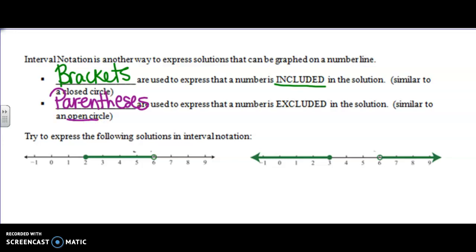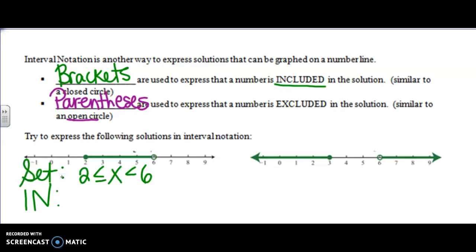So it says try to express the following solutions in interval notation. Because this first one is connected and it's all continuous, we can write this like normally I would think, okay, we would write it like 2 is less than or equal to x less than 6. That's the old way that we would go about writing it. We want to use what's called interval notation. I'm just going to abbreviate IN right here, whereas this one is what we call set notation.